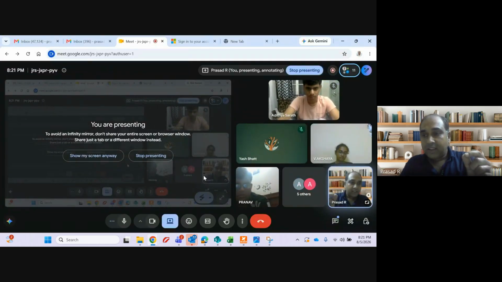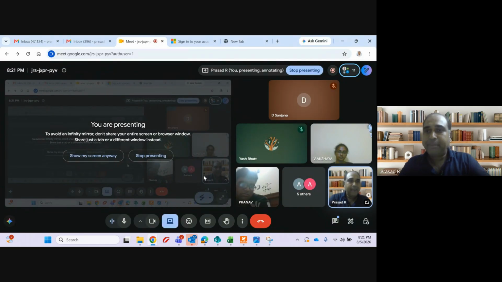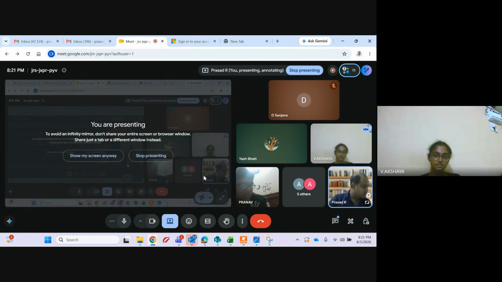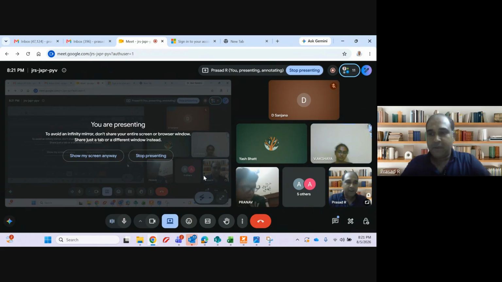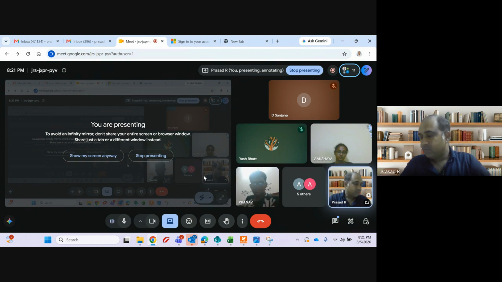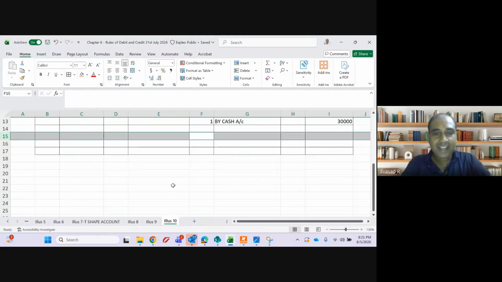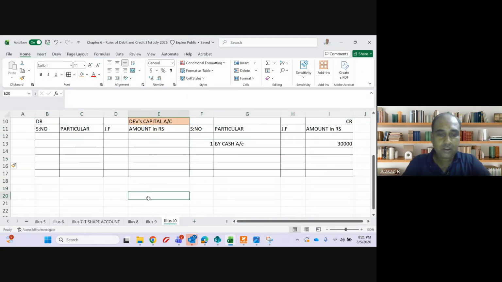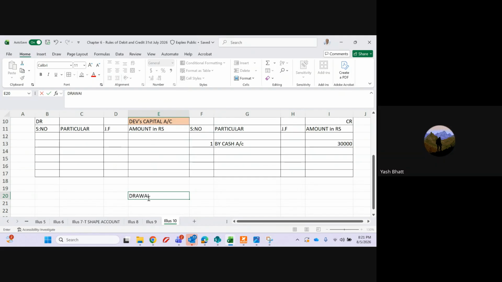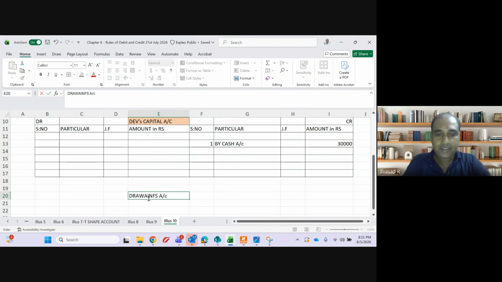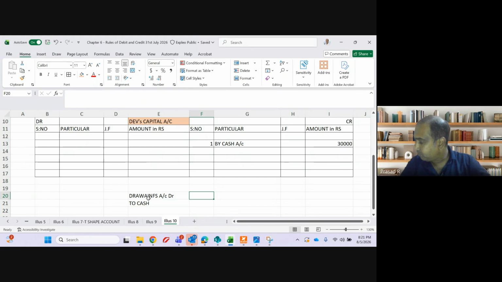Next, drawings made by him. When a proprietor makes a drawing, capital will increase or decrease? Decrease. So when capital decreases, what is the accounting entry? Drawings account debit to capital account. How will he withdraw? He will withdraw in cash. Drawings account debit to cash account. How much is the amount?